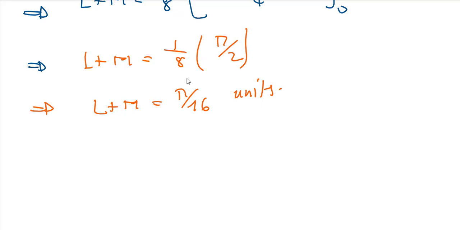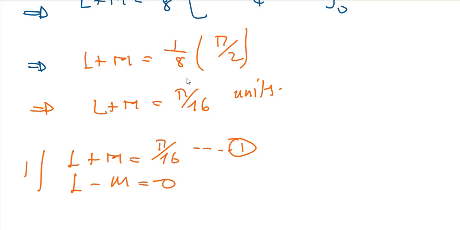But remember, the question was we should deduce L and M. So the value of L plus M is pi on 16, and the value of L minus M is 0. Now let's deduce L and M. Now we have that L plus M is equal to pi on 16. So that's equation 1, and L minus M is equal to 0. So that's equation 2.